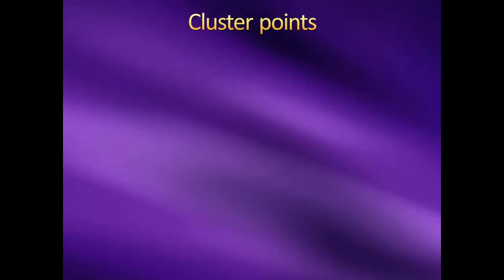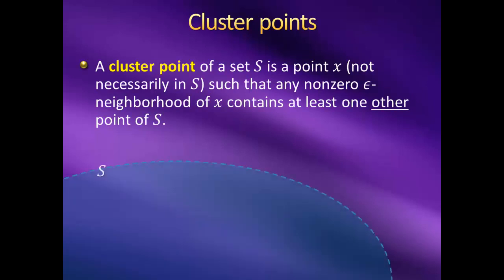There's one more concept in point set topology that I'd like to go over, the idea of cluster points. A cluster point of a set S is a point which may or may not actually be in S itself, such that any non-zero epsilon neighborhood surrounding it, no matter how small, contains at least one other point of S. That is, other than the cluster point itself. The idea is no matter how close you zoom in to look at a cluster point, there will always be other points that are close to it in a sense.